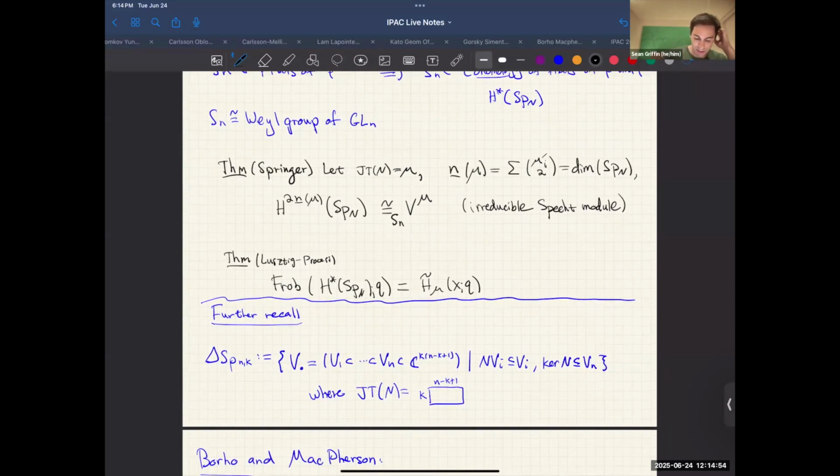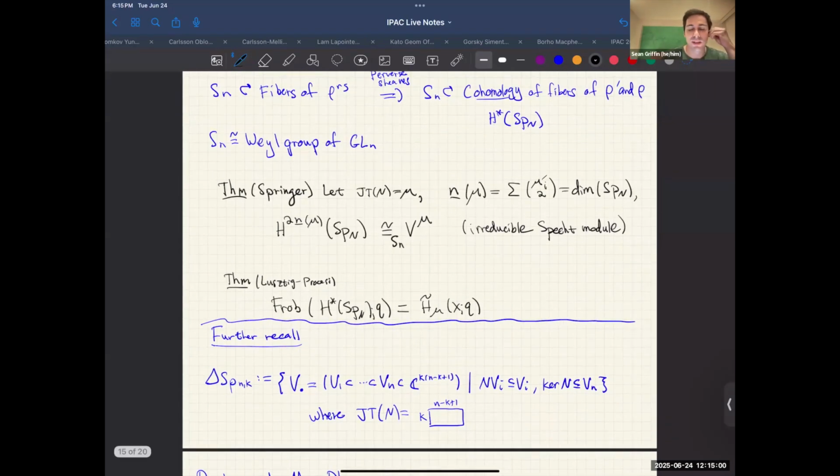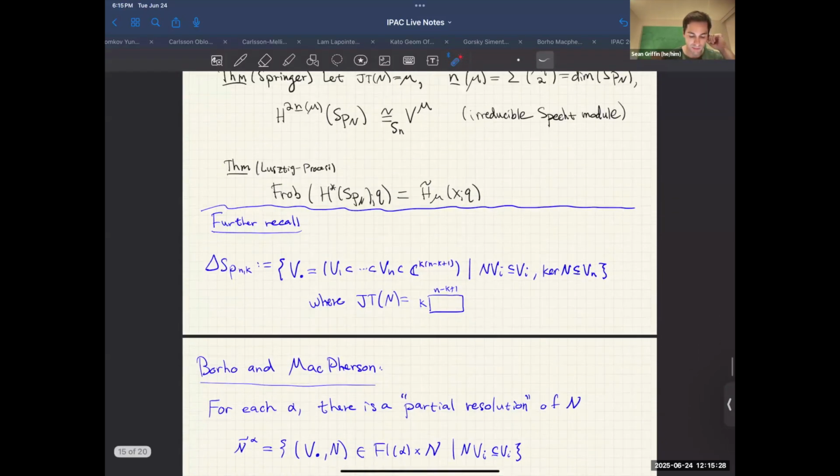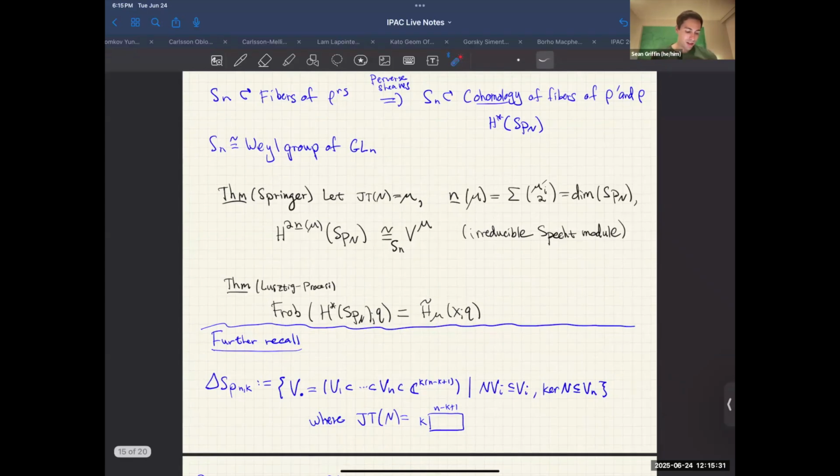And since we will need it, I also wrote down the definition of this delta Springer fiber that Jake, Alex, and I defined. They're partial flags in this large dimensional vector space with the Springer condition, but then this extra kernel condition, and for a particular Jordan type. Alex, Jake, and I have a slight generalization of this, but we only need this version for now. And what I'd like to do is explain how this one also fits into the story.